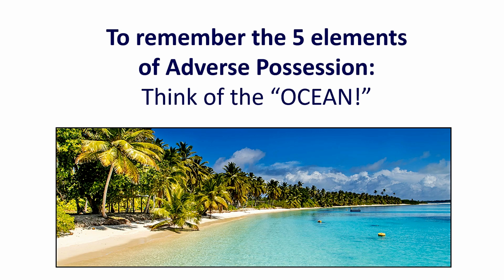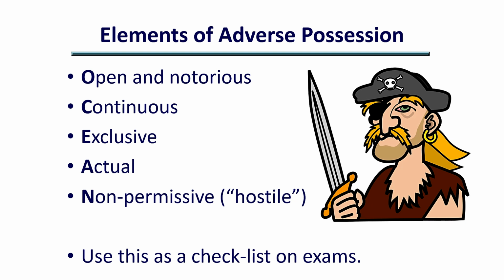Now, to remember the 5 elements of adverse possession is very easy. All you have to do is think of the word ocean, because the letters of the word ocean correspond to the first letter of each of the 5 elements of adverse possession. Let's take another look at them. Here they are. O is for open and notorious, C is for continuous, E is for exclusive, A for actual, and N for non-permissive.